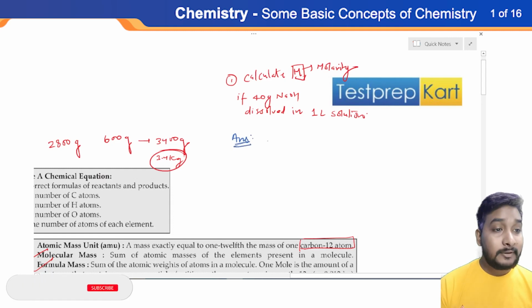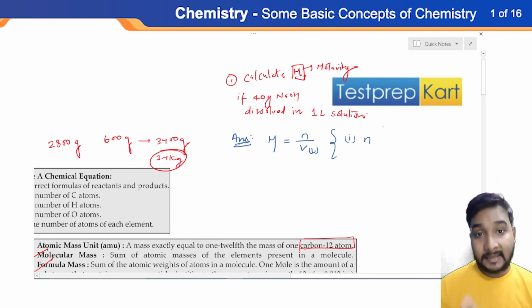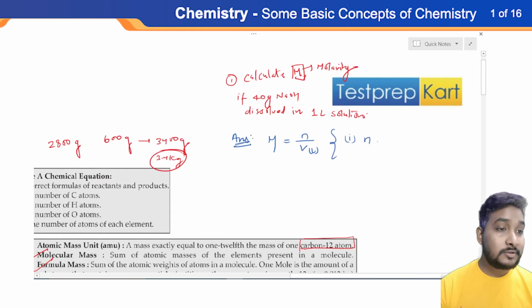Now, for calculating molarity, we know that molarity is equal to moles upon volume in liters. So first of all, I have to calculate the moles. The symbol of mole is N. Why am I writing N again and again? Because N stands for moles. So moles of NaOH should be written as given weight upon molecular weight.